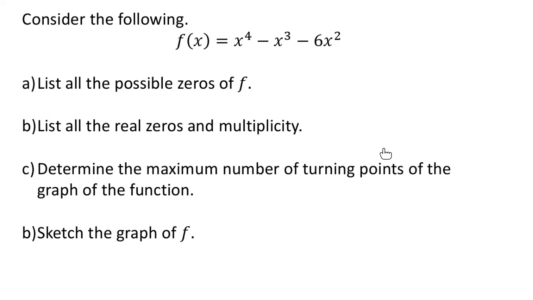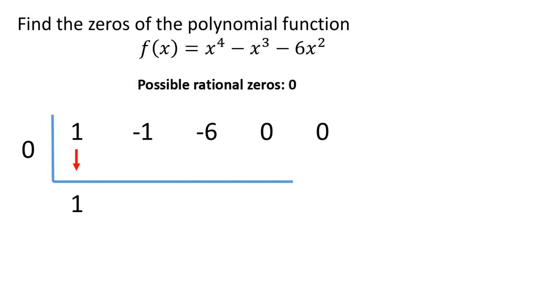Okay, so let's look at this one. List all the possible zeros, then find the real zeros and the multiplicity, and then determine the maximum number of turning points. So last time I didn't talk about turning points. We'll address it today. So if we look at the possible zeros, let me go back.